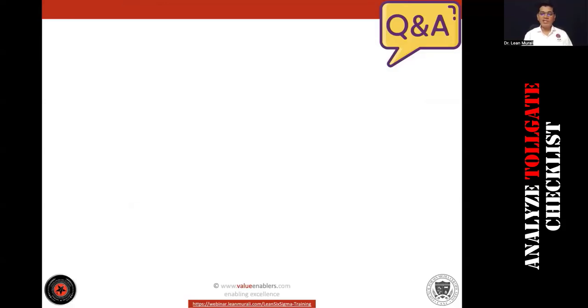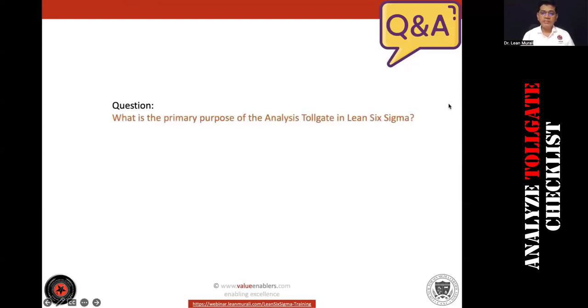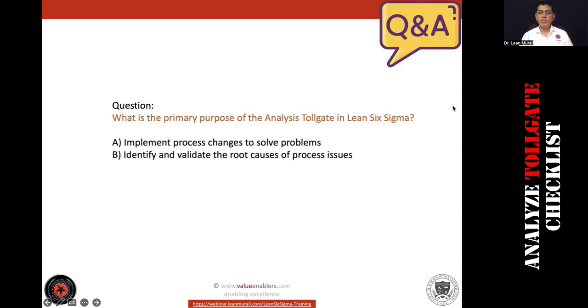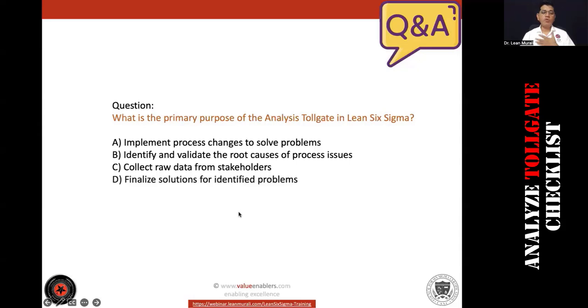Okay, let me ask you a question and answer. How many of you are ready for the question and answer? A quick question. Ready? Okay, what is the primary purpose of the analysis toll gate in Lean Six Sigma? Implementation of process changes to solve problems; identify and validate the root causes of process issues; collect raw data from stakeholders; or finalize solutions to identify the problems. Let me open up the chat box and there you go, your answer. Fantastic. Unanimously, it comes as B. So B must be the right answer: identify and validate the root causes of the issues. Fantastic. Let me move on.